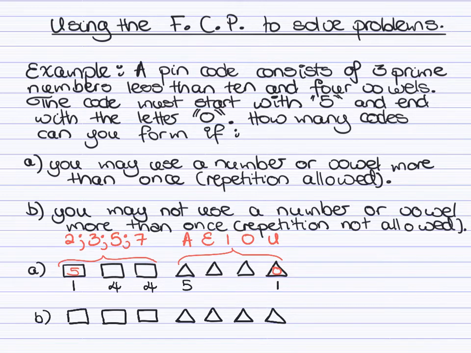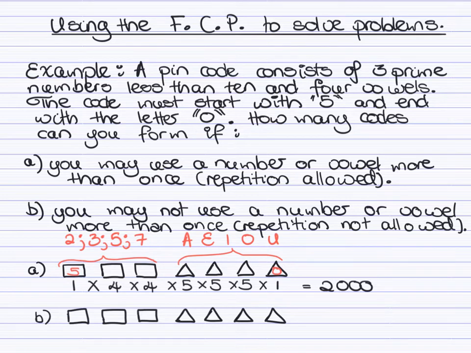For the second triangle, again, repetition is allowed. We have 5 letters to choose from. Same thing for the third one. Again, we know that with the fundamental counting principle, we multiply these choices together. Our answer would then be 2,000 codes that you can form if repetition is allowed.